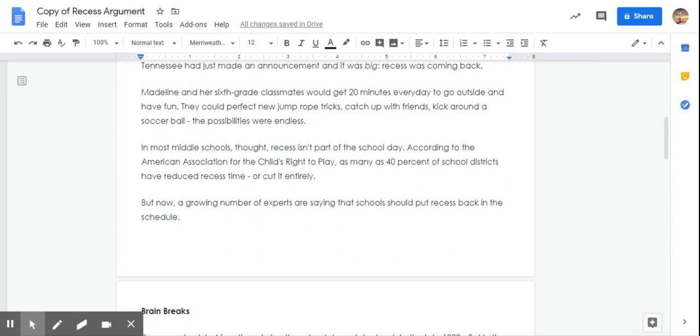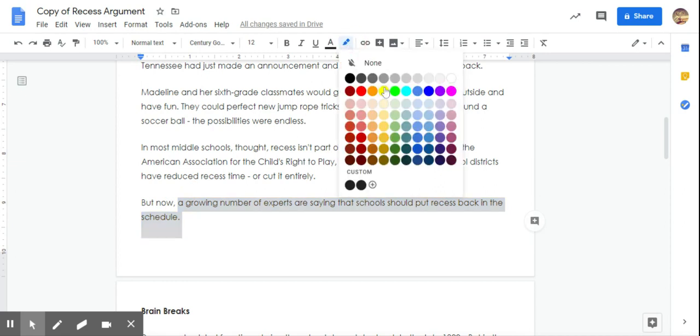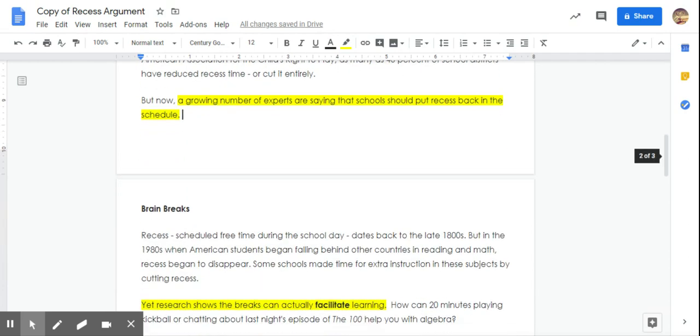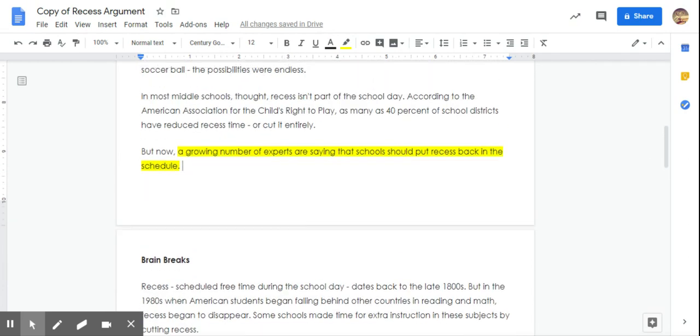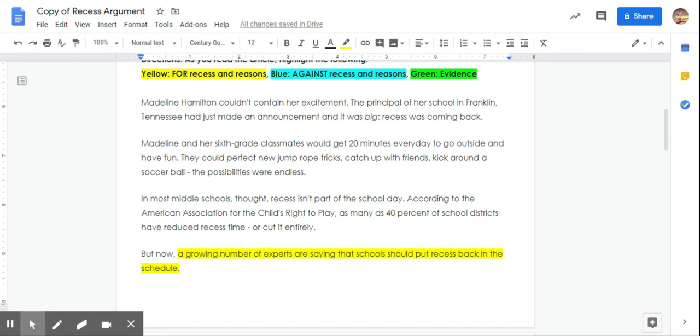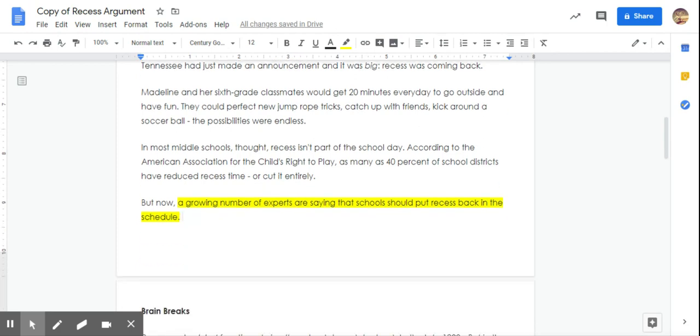Now a growing number of experts are saying that schools should put recess back in the schedule. So that's the claim for. A lot of people think it's good and it should go back on the schedule. We don't have the blue, the other side, in this beginning part here. We just have the yellow presented in the very beginning.